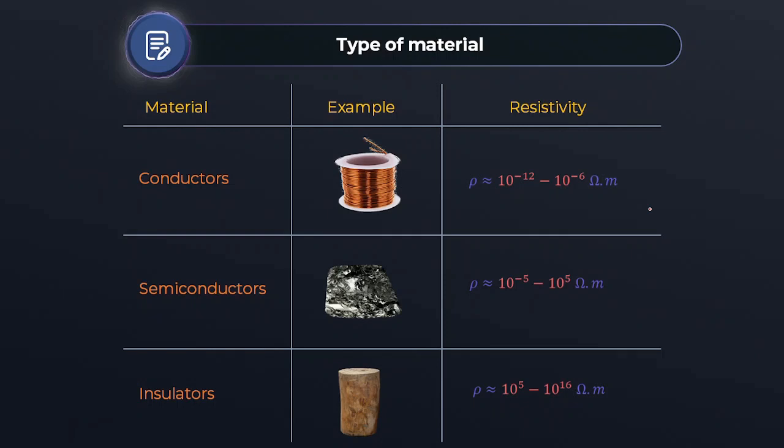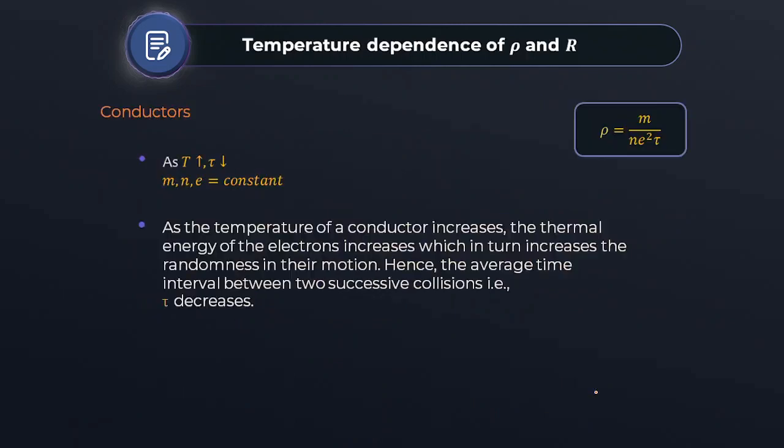For materials like conductors, no need to remember this data, not important. For conductors, resistivity is 10 to the power minus 12 to 10 to the power minus 16. For semiconductors, it is 10 to the power minus 5 to 10 to the power 5. See the variation, it is very large, right? In case of insulator, it is 10 to the power 5 to 10 to the power 16. So resistivity is very high in case of insulator, so they don't allow the electrons or the current to flow, right?